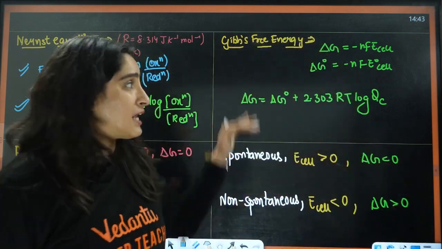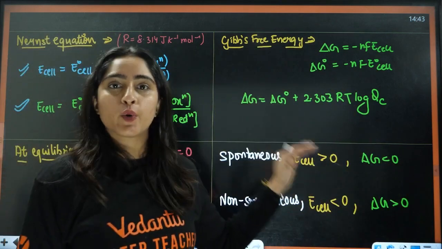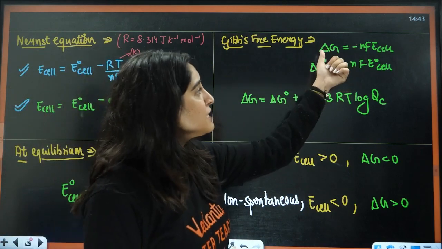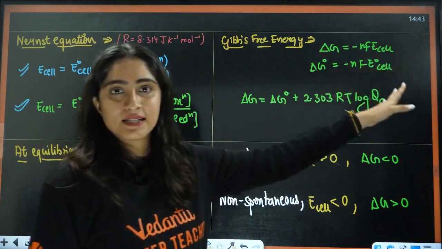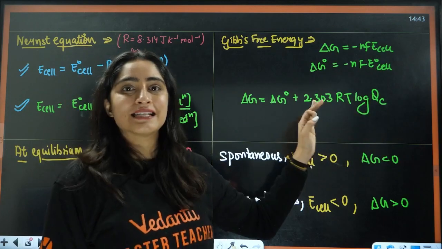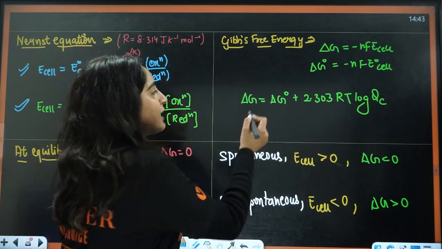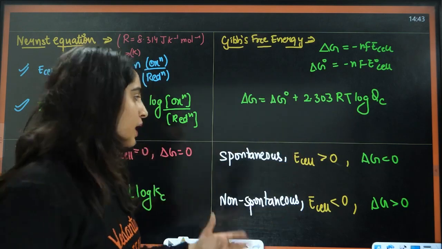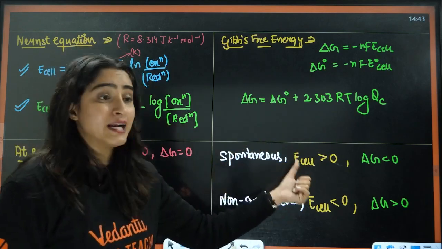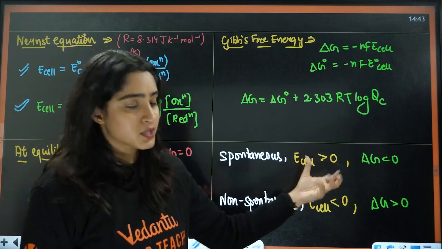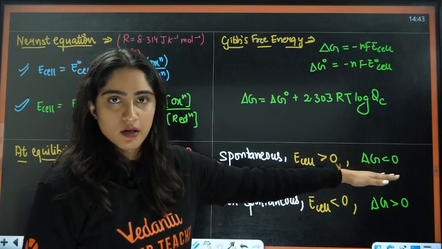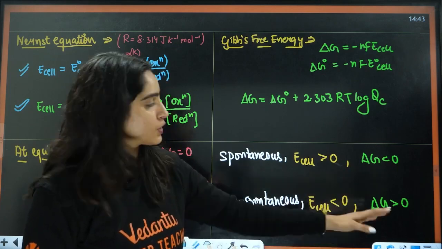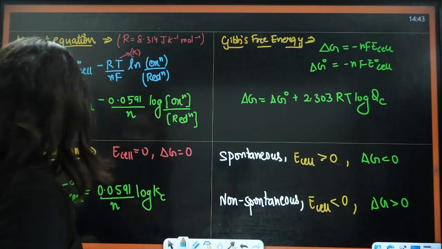Now this whole chart is very important. The questions are asked from this. Next we have Gibbs free energy, that is related as delta G is equal to minus nF E cell, where F is 1 Faraday, that is 96500, and this is the relation between delta G and delta G naught. Naught means the standard conditions. Here, for a spontaneous reaction, E cell is always positive, greater than 0, and delta G is negative, less than 0. For non-spontaneous, E cell is less than 0 and delta G is positive, greater than 0.